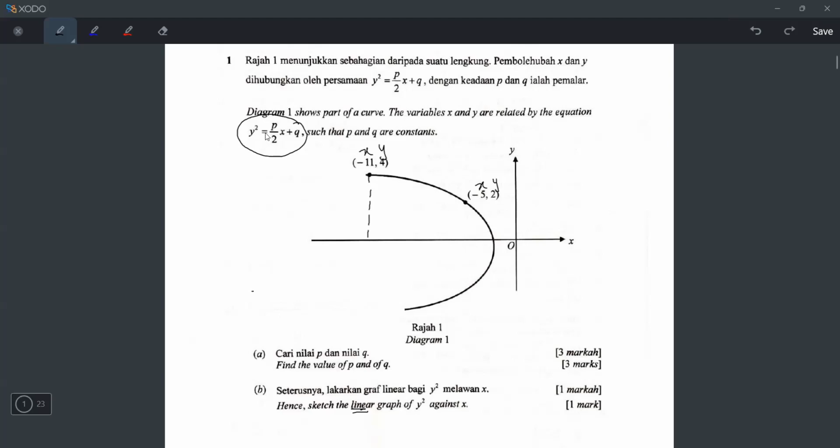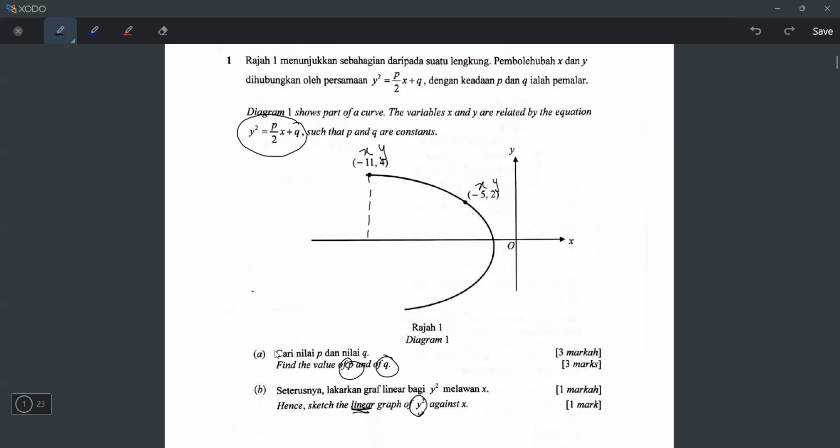So if this is a curve, it means the equation of this curve is not in linear form. Okay, but let's read A, what they want. Find the value of P and Q. And then B says sketch the linear graph. So we all know linear means straight line. So sketch a straight line graph of y squared against x. Can you see the y-axis changed to y squared and the x-axis is still x?